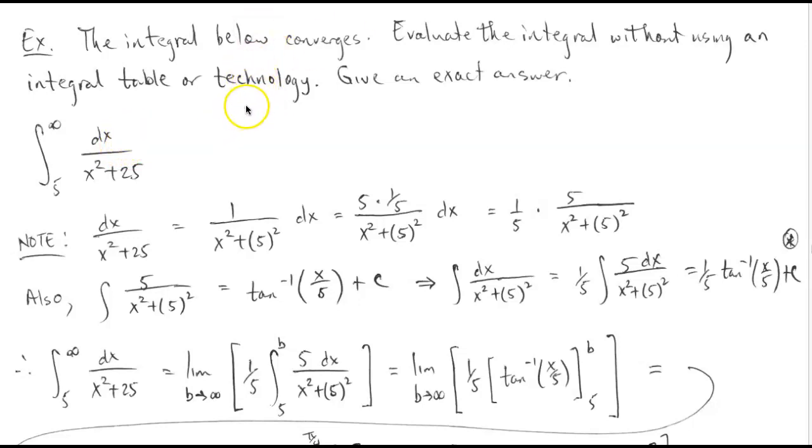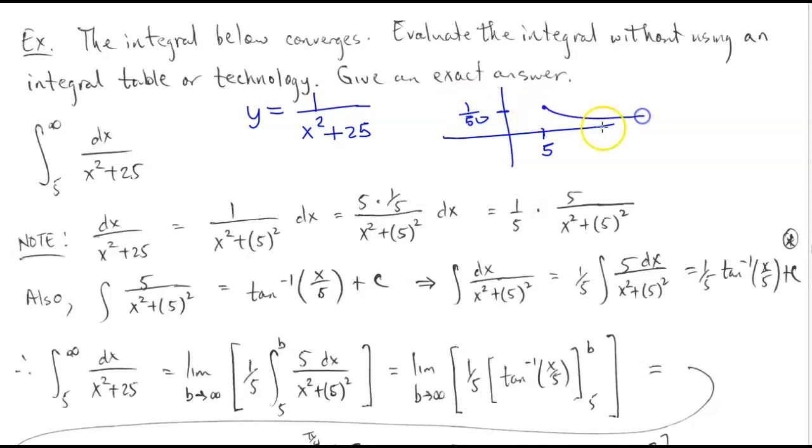Just to give you a visual on what this is trying to get you to do, from 5 to infinity, this rational function is going to look something like this. If I plug in a 5 here, this would be 1 over 50. And this function is going to go like that, and we have a horizontal asymptote on the x-axis here, and it just keeps on going like this. What we want to do is find the area under the curve of this particular function.